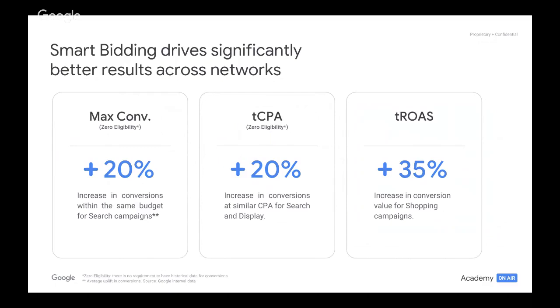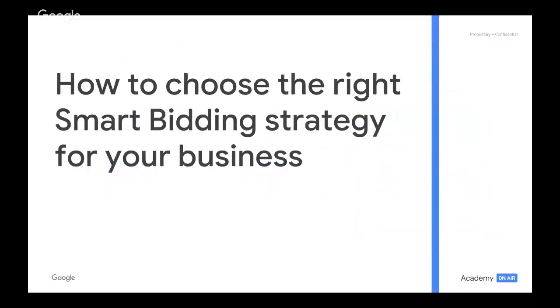So I think Charlotte next is going to take us through how we can actually select which one of these might be best for the business. Yeah, so Dave spoke a little bit about why smart bidding strategies are becoming more important to our businesses and our business metrics. And now we're going to have a look at how we choose the right bid strategy to align with those business goals.